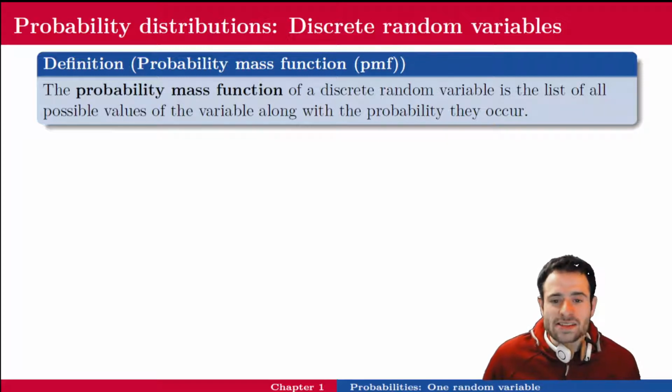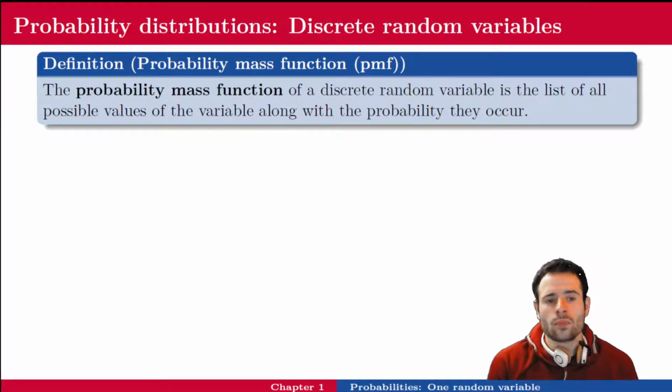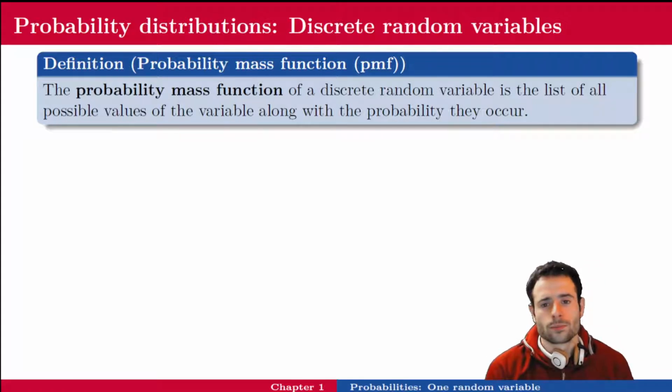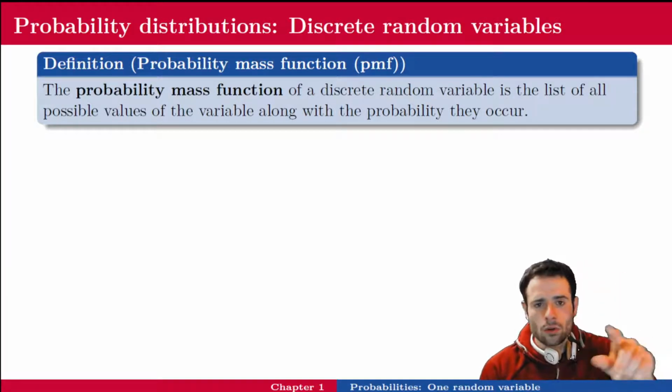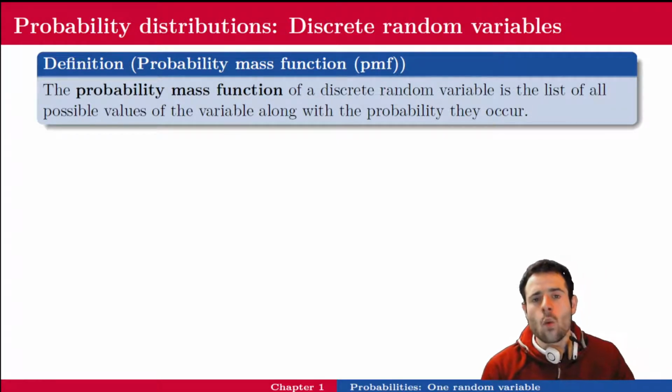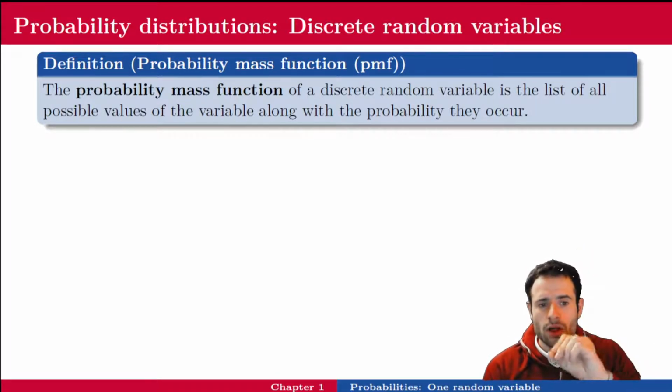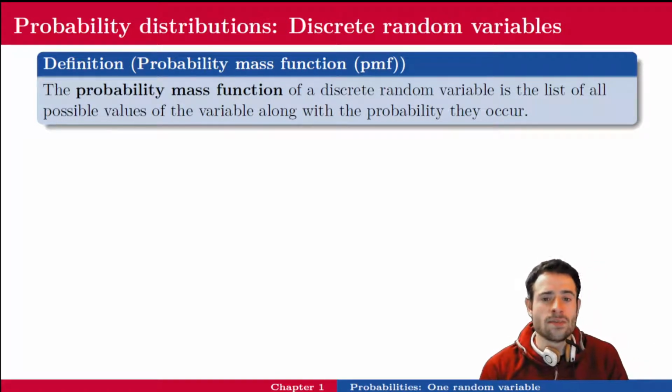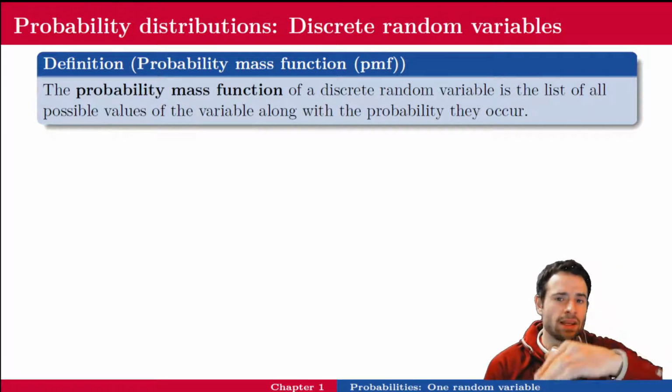The probability mass function of a discrete random variable is the list of all the possible values of the variable along with the probability they occur. Note that here I talk about the list of all possible values. So if I throw a die, I need to say, well, I can get a 1, or a 2, or a 3, or a 4, or a 5, or a 6. And then I need to specify what is the probability of getting each number. This is what we call a probability mass function. We need to detail the whole list.